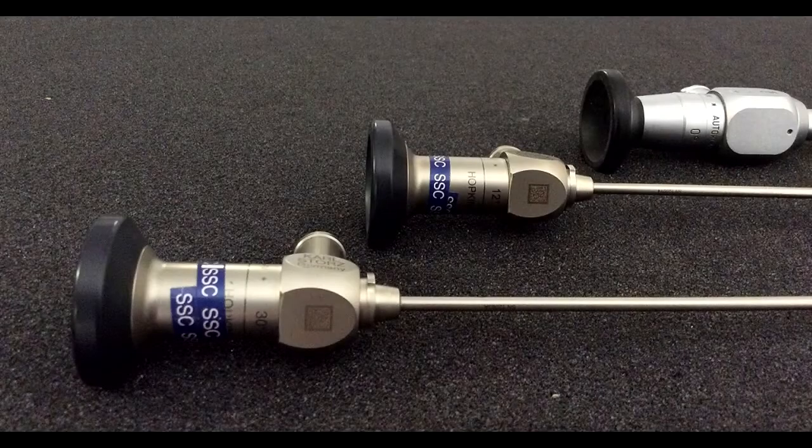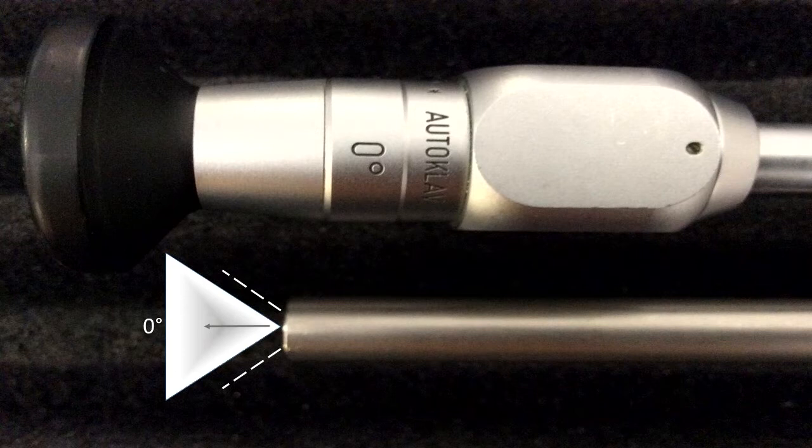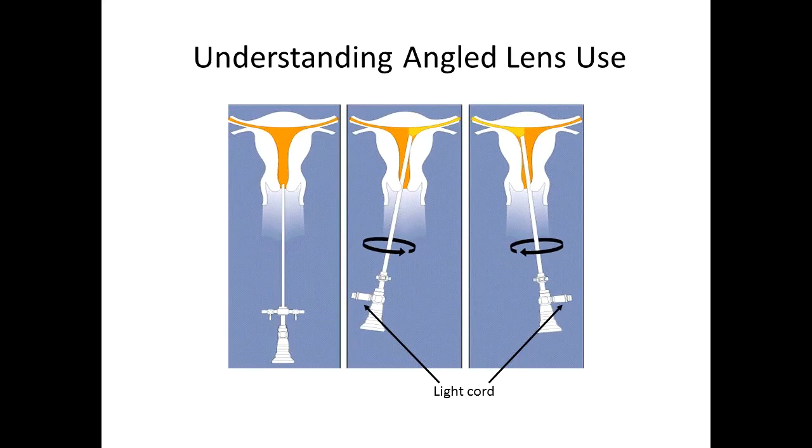Available viewing angles for the hysteroscopes include 0, 12, 25, 30, and 70 degrees. A 0-degree hysteroscope provides a panoramic view in line with the sheath. Increasing viewing angles allow the surgeon to visualize areas to the left or right of midline without needing to shift the telescope from side to side, for example, to view the tubal ostia or a focal lesion in an irregularly shaped cavity. When using an angled hysteroscope, the light cord controls the angle of view.